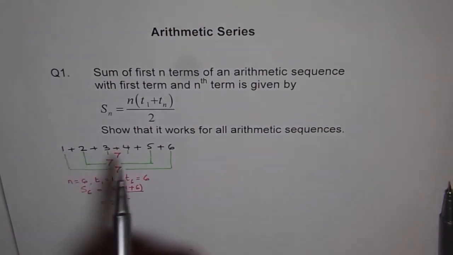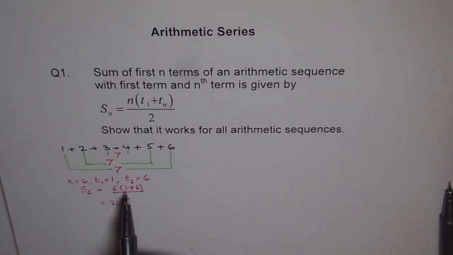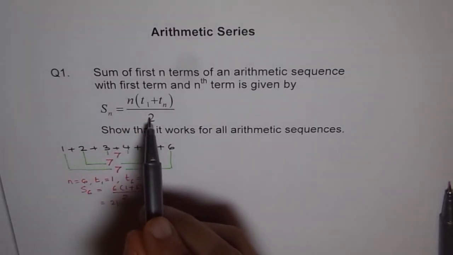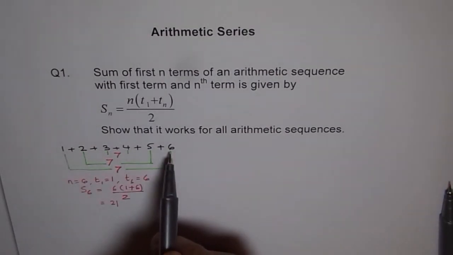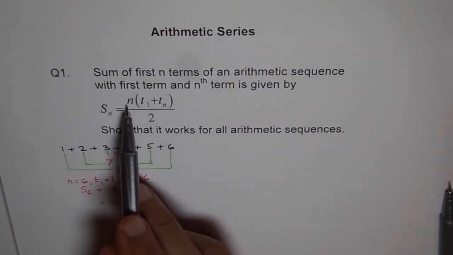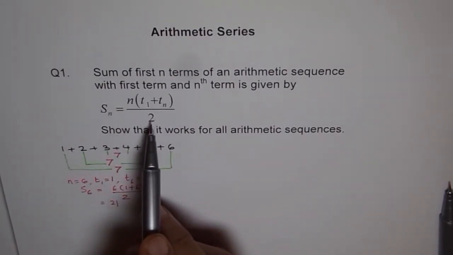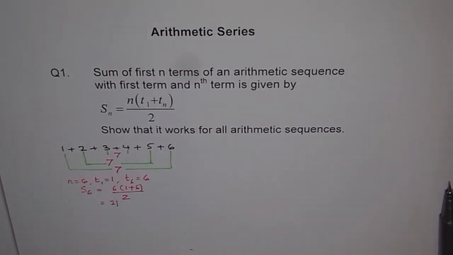So the sum of first and last was 7. That is the number here, 7. Do you see that? 1 plus 6 is 7. And n over 2 is the number of pairs. So if we have 6 terms, then the number of pairs should be 3. Half of 6, n by 2. That's how you get this, right?